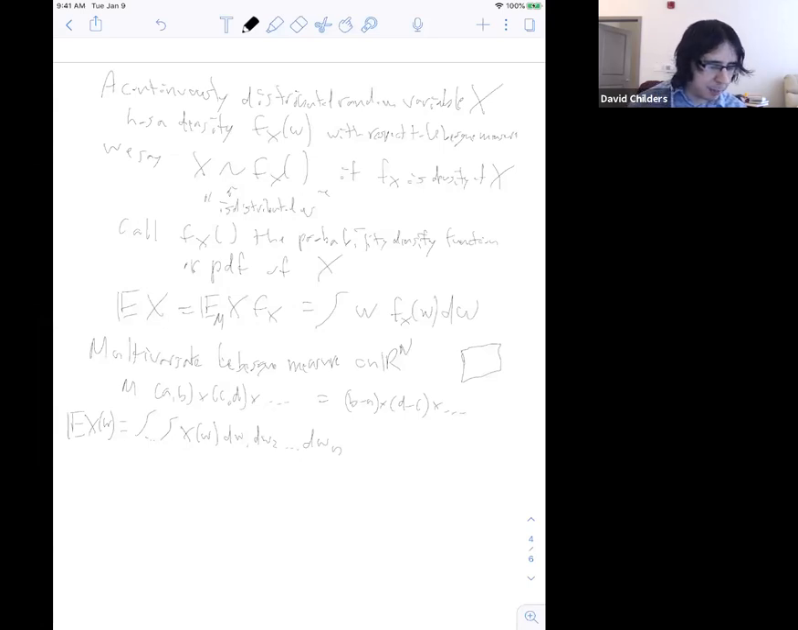So, example continuous densities, things you might see.